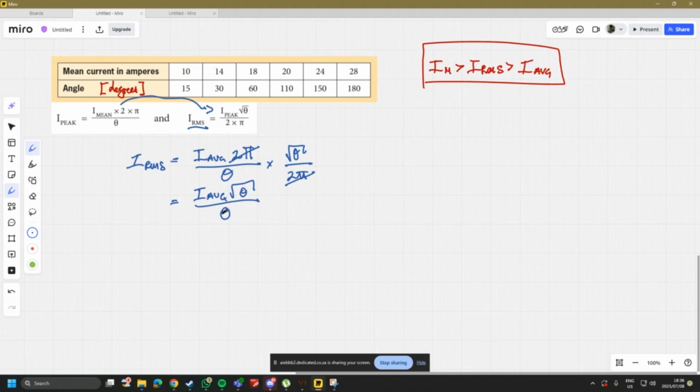So there is another thing that we can do here. We can multiply by 1, so square root of theta over square root of theta, and that will then give us the average, that's going to be theta times square root of theta. That's then going to be theta up top. Those are going to cancel. So your RMS is essentially your average divided by the square root of your angle.